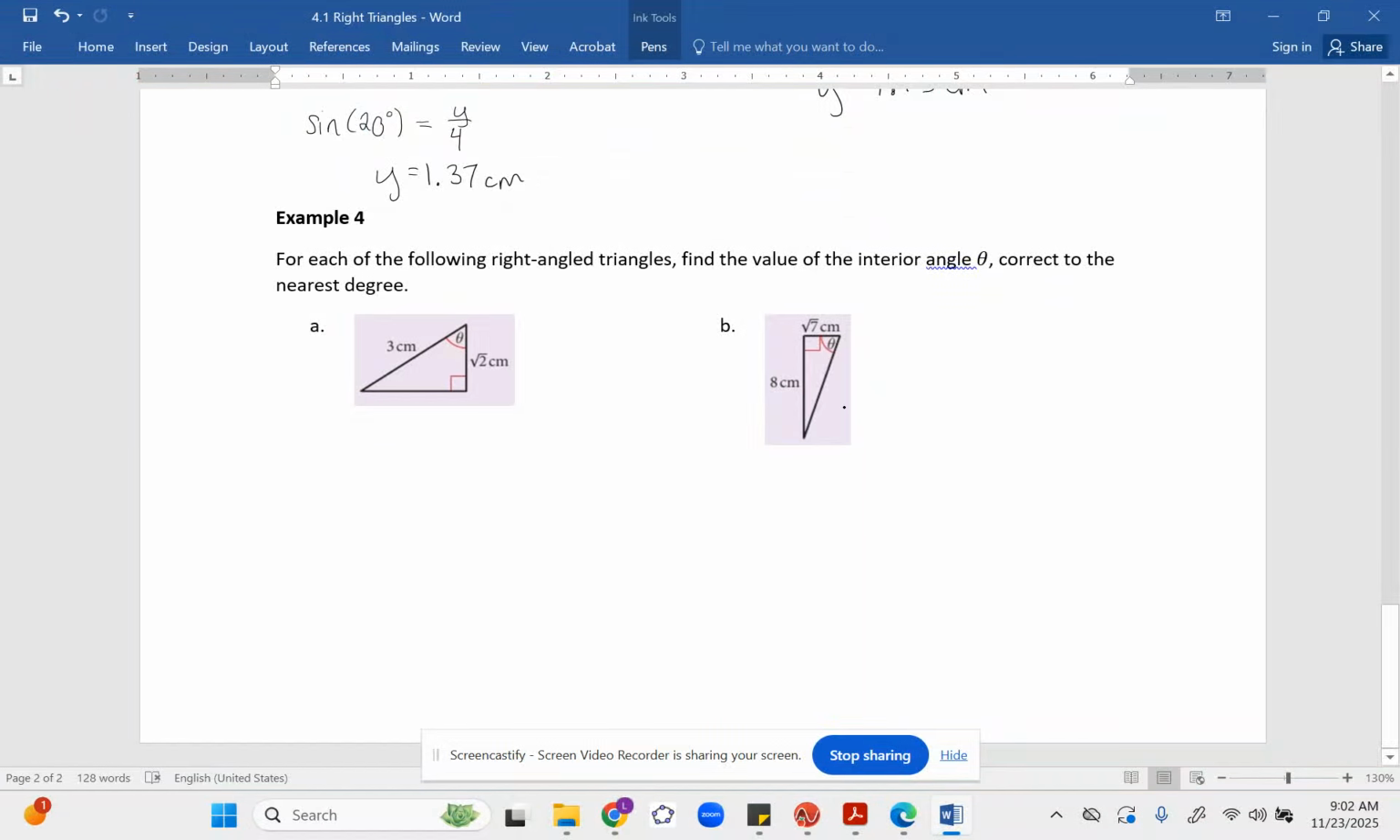And finally, the last two examples. Take a moment to look and see how these are different from the last example. Think to yourself, feel free to pause it. What we notice here is that we're trying to find the angle, where previously we were trying to find the side. That's fine. I'm still going to set everything up the same way.